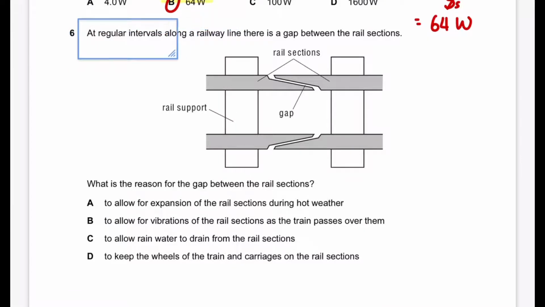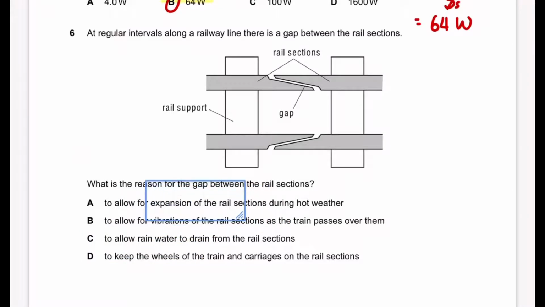At regular intervals along a rail line, there is a gap between the rail sections right over here. What is the reason for the gap between the rail sections? Here are the options.